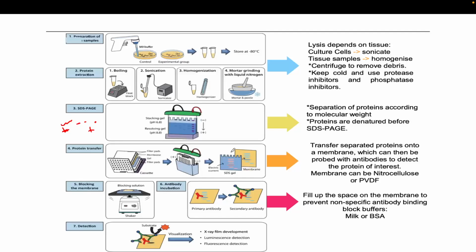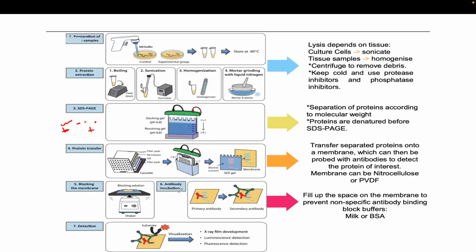After transfer to the membrane, you have to perform blocking. We do blocking because the membrane has different spaces where the antibody can bind non-specifically. To inhibit that kind of binding, we perform blocking.